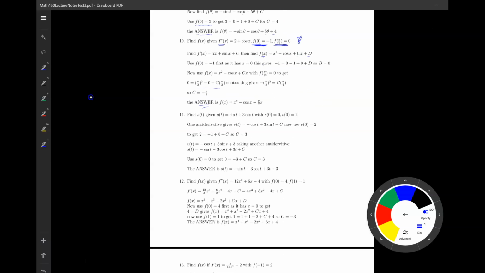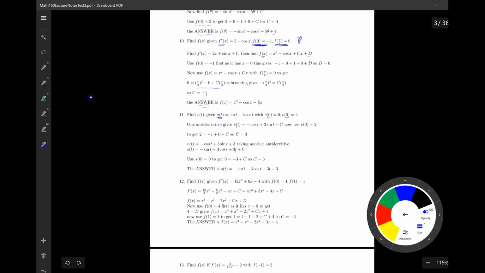All right, so of course you remember the relationship between acceleration and position and velocity. So one antiderivative from acceleration gets me velocity. And so then I can use this piece of information to solve for c here. So I get negative 1 and 0 and c, and then this equals 2. So here we are. So c equals 3. So put that back in, then take another antiderivative.